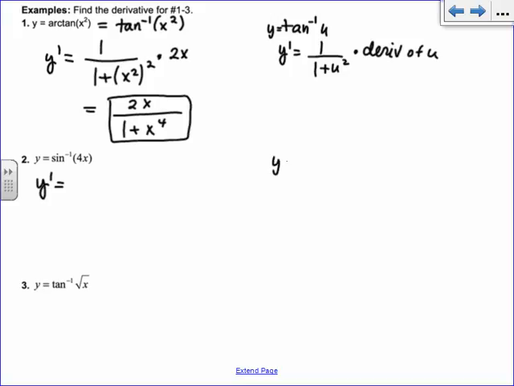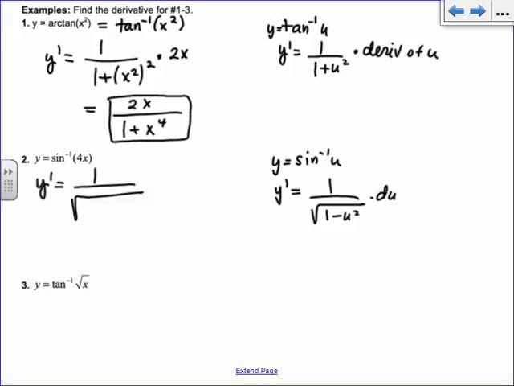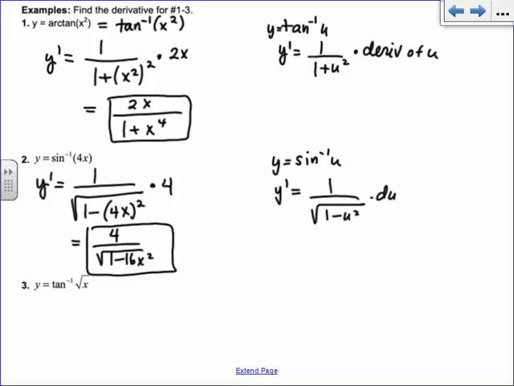So this one is in the form inverse sine of u, which has a derivative of 1 over the square root of 1 minus u squared, and then times the derivative of u. I'll write it as du. All right, so what do we need here? So it's going to be 1 over the square root of 1 minus the whole 4x squared times 4. Yep. So it's going to be 4 over the square root of 1 minus 16x squared. That's it.